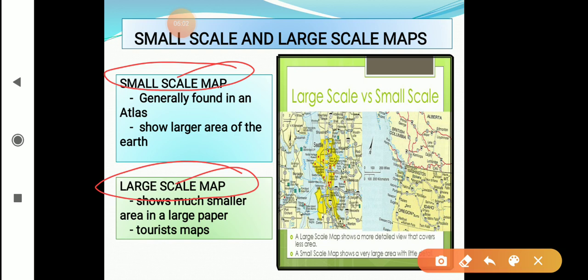Small scale maps, like the ones generally found in an atlas, show larger areas of the earth. Large scale maps, like tourist maps, on the other hand, show much smaller areas on relatively large sized paper.